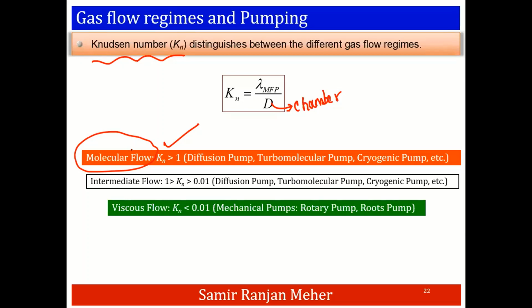That's why molecular flow is at a very low pressure, and for this we use certain pumps, which we'll be discussing in more detail. That is the diffusion pump, turbomolecular pump, cryo pump, and other high vacuum pumps. The other extreme is the viscous flow, that means when the Knudsen number is less than 0.01. Here the gas is very viscous, so we have to use mechanical means to take the gas outside the chamber. Examples here are the rotary pump, root pump, and many more. Anything in between, we call the intermediate flow. For the intermediate flow also, you have to take the help of the same high vacuum pumps.